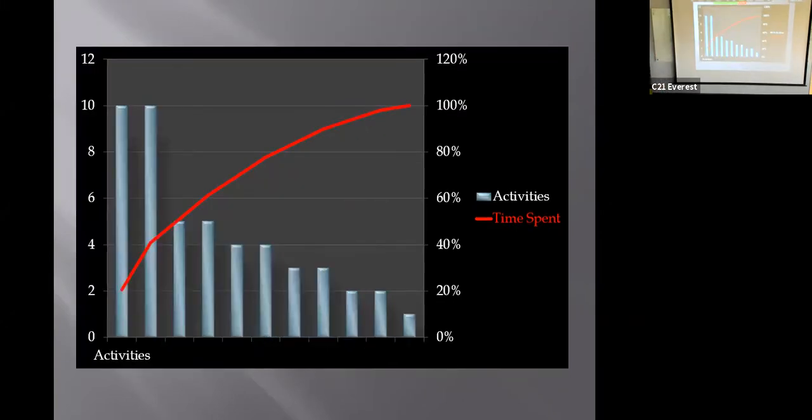This is what it basically looks like. If you had 10 activities that you were going to do during a day, these first two will be the ones that would contribute the most to your business. And this red line is the amount of time you would spend on it. So you spend the least amount of time on the two most important things. And we spend the most amount of time on the least important things.